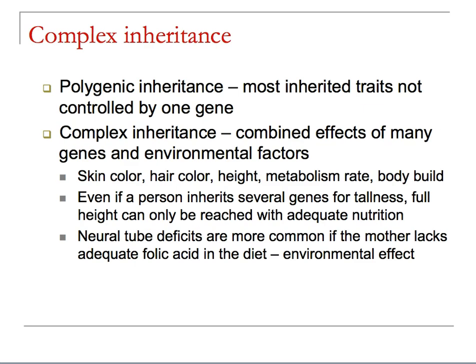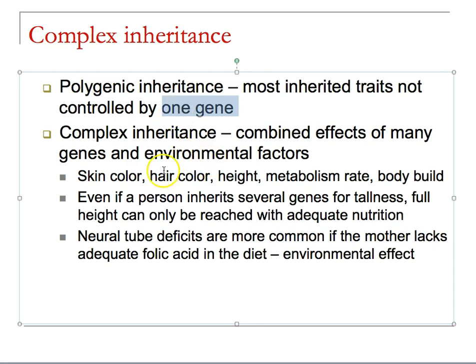Now, complex inheritance. The textbook example, of course, is polygenic inheritance, where most traits are not controlled by one gene. And I've tried to stress this to you. Remember when I said we're putting together Punnett squares, it's the application of the idea. And if you try to do it for 23,000 genes, you can see how complex it would get. That's your skin color, your hair color, your height, your metabolic weight.